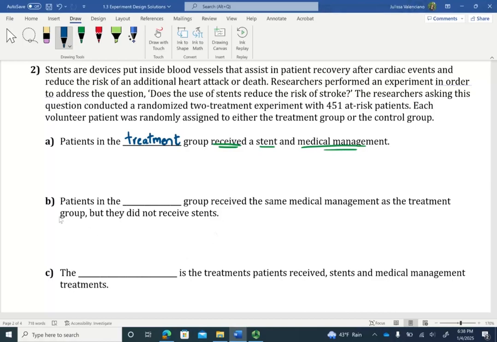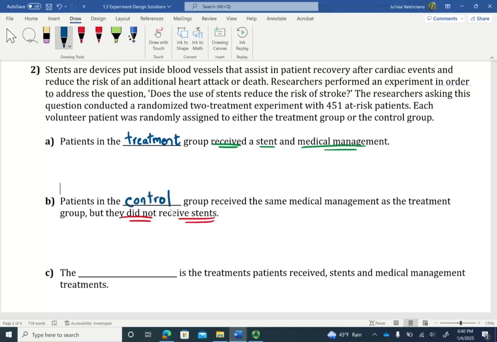Okay? Now, in part B, we have patients in the blank group receive the same medical management as the treatment group, but they did not receive the stents. And so, yes, this group of people are receiving some type of medical management, right? It is important to not harm the individuals participating in the study. So they are receiving some medical management. It could be a diet, it could be some type of medicine, but they're not receiving the stents. And so this is what we call the control group.